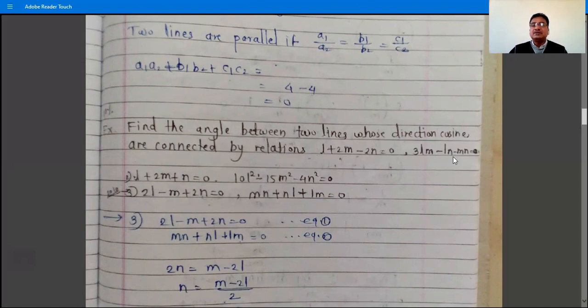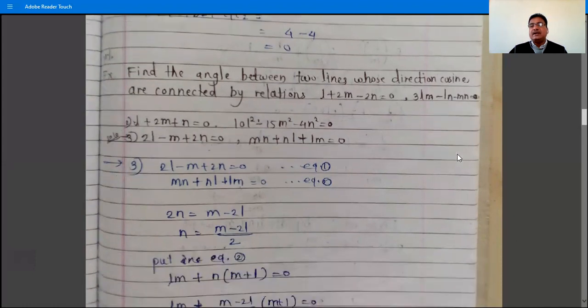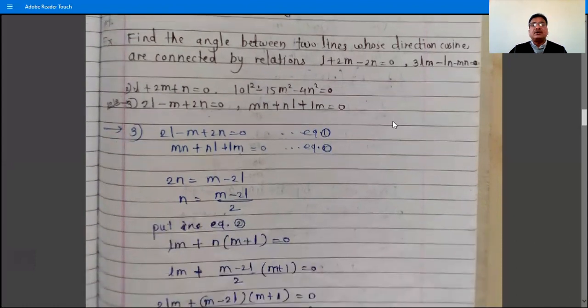So we have to solve these two equations and find the direction cosines or direction ratios of the two lines. How can we solve these two equations? This is the procedure. There are three problems, so solve the remaining two problems for homework.